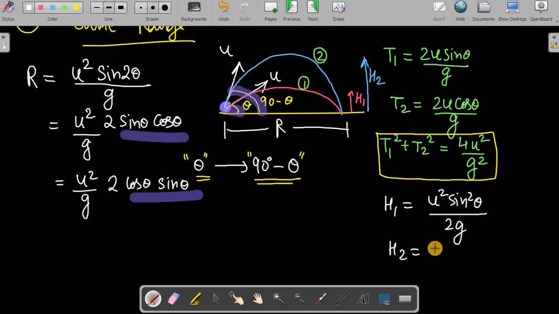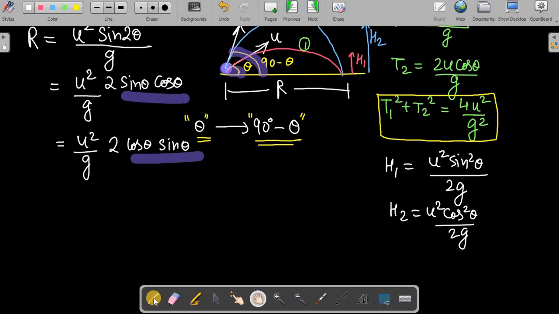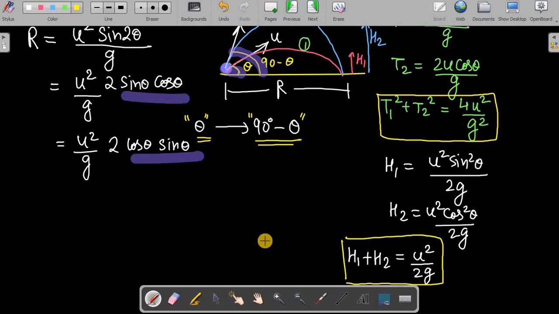h2 will be u square sin square of 90 minus theta, which becomes cos, so this will become u square cos square theta by 2g. Now you can add these, so you can add h1 plus h2. h1 plus h2 you will get u squared by 2g. So this is also a result on h1 and h2.